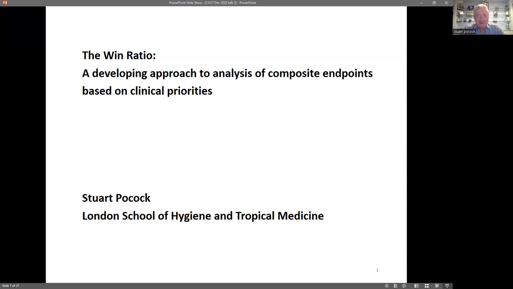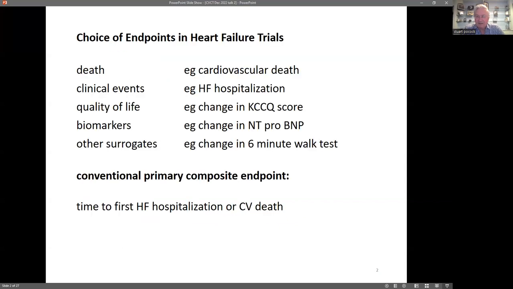I'm going to talk about the win ratio, which was a new approach I helped to develop about 12 years ago for the analysis of composite endpoints based on clinical priorities. And I've now inserted the word developing into the title because all sorts of increased use has happened over the last few years, and therefore it seems appropriate to give an update on how it's going. So next slide, please.